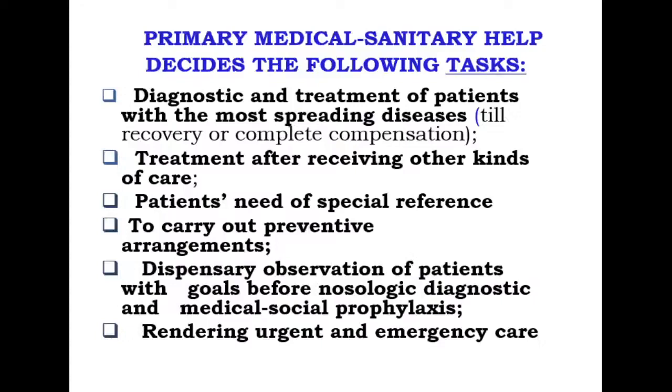Primary medical sanitary help decides the following tasks: diagnostics and treatment of patients with the most widespread diseases until recovery or complete compensation, treatment after recovering and other kinds of care. Patients are referred to specialists to carry out preventive arrangements. Dispensary observation of patients with the goal of nosological diagnostics and medical-social prophylaxis, rendering urgent and emergency care. All these questions are included in primary medical help in the polyclinic.